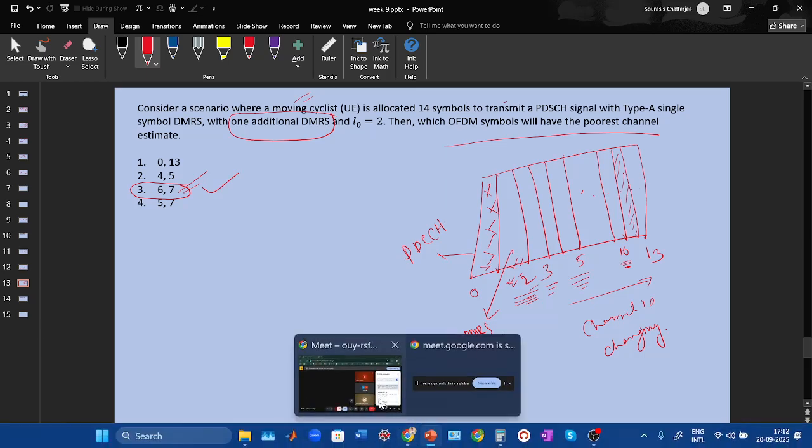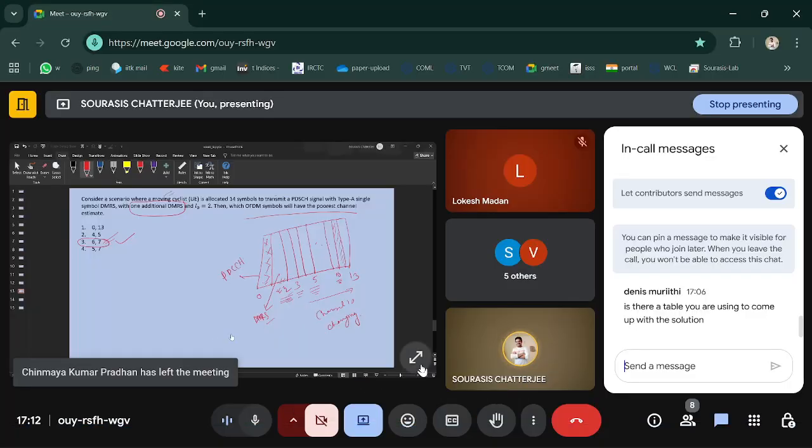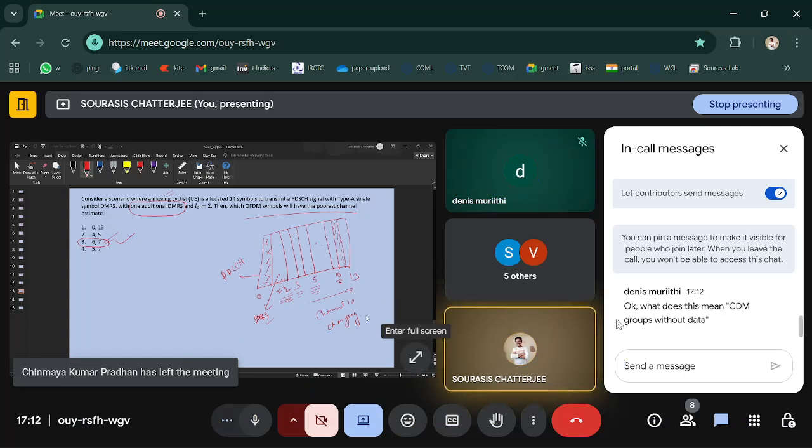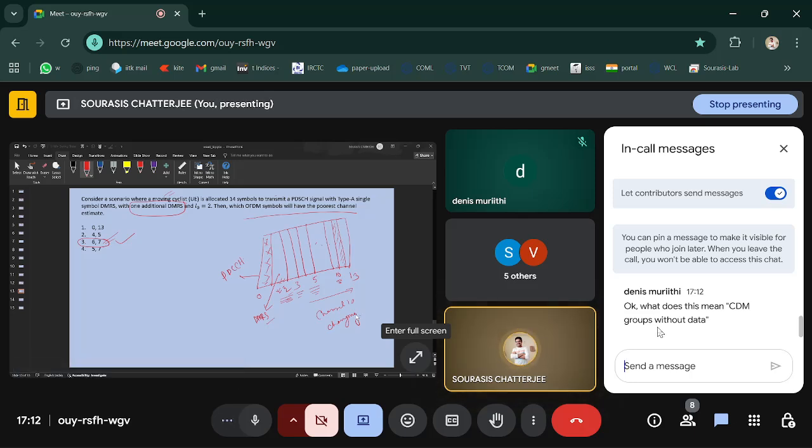Okay, one more in the chat. Yeah, sure. CDM groups without data.